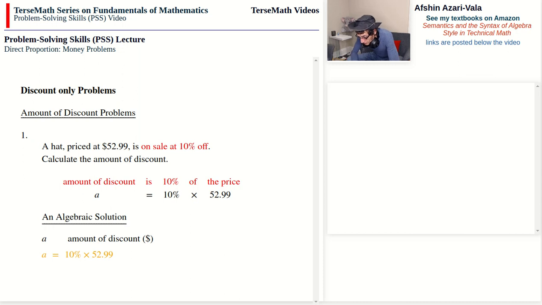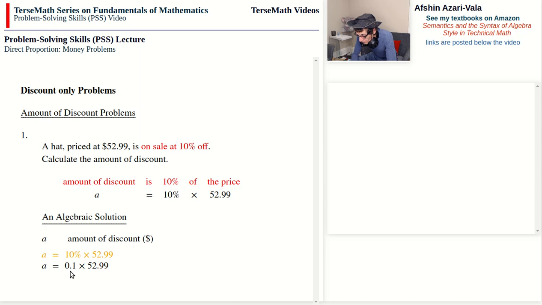Now I write this not in black because it's quite common for us to convert the percentage to a decimal and use the decimal. So usually the orange line is not written down. We usually do not write A is equal to 10% times $52.99. When we write mathematical equations, it's very common for us to convert any percentages to decimals, and of course if we need formal notation, to a fraction, and then use either a decimal or a fraction, and not the percentage.